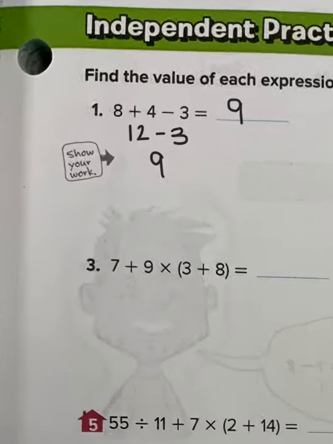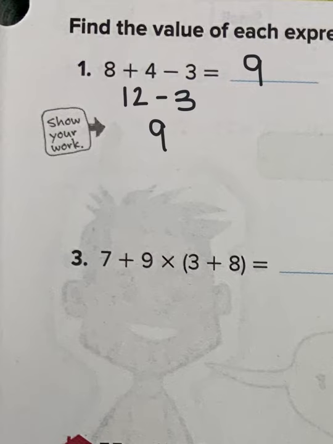Move on to the next one. For number 3, it's 7 plus 9 times, in parentheses, 3 plus 8. So for here, it's really important that we remember our PEMDAS, because we see that we have parentheses. In parentheses, we have 3 plus 8, so that tells us we have to do the 3 plus 8 first, because in our order of operations, parentheses is the very first step. So we're going to take our 3 plus 8, and that'll give us 11.